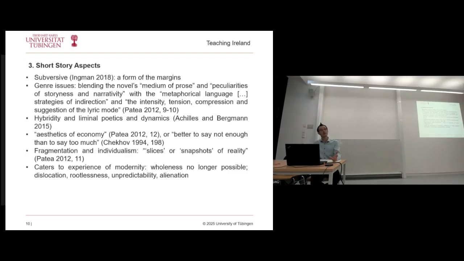Modern society is highly complex and fractured, and it is quite striking to observe that the flourishing of the short story coincides with that of industrialization, and nowadays with digitalization, of course, right? So if wholeness is no longer possible or tellable in our world, the short story seeks to capture this sense of dislocation, rootlessness, unpredictability, and alienation. And this would then bring us to this story of the same name, Alienation, right?